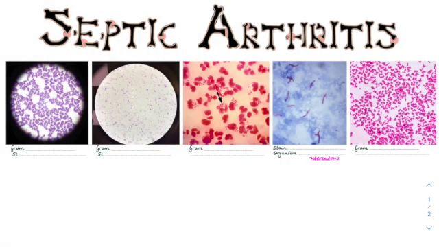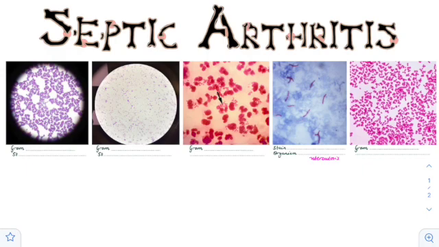Septic arthritis is considered an orthopedic emergency. It is an infection of one or more of the native or prosthetic joints of the body. There are many organisms which are known to cause septic arthritis. Below are pictures and different stains of different organisms. Let's see if we can try and name them.